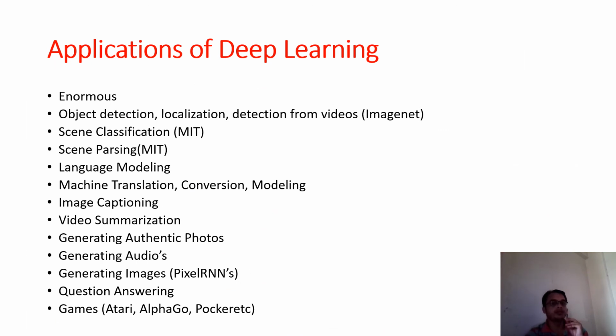Applications of deep learning: there are enormous applications available: object detection, localization, scene classification, scene parsing, language modeling, image captioning, video summarization, generating authentic photos, image classification, question answering, gaming, and so on. So these are the features.